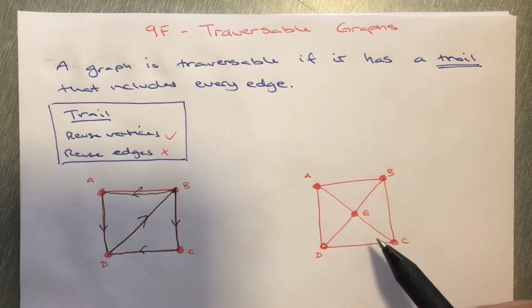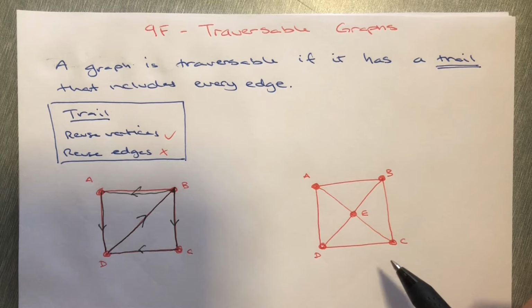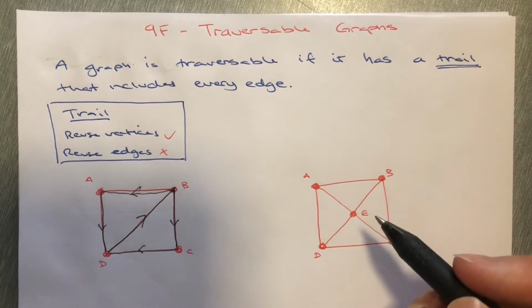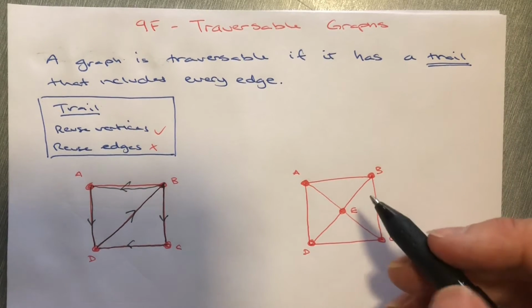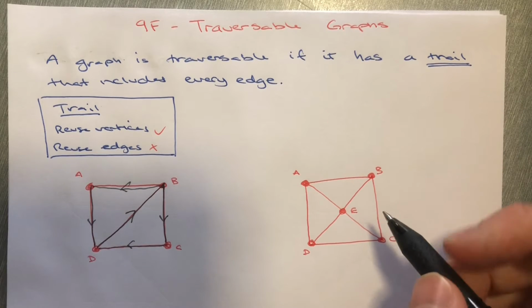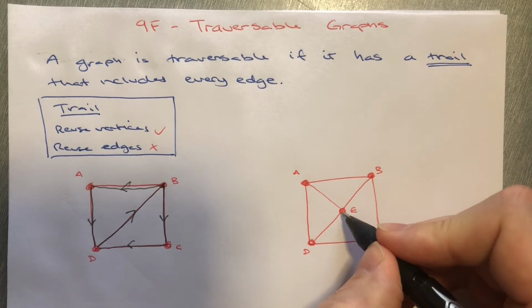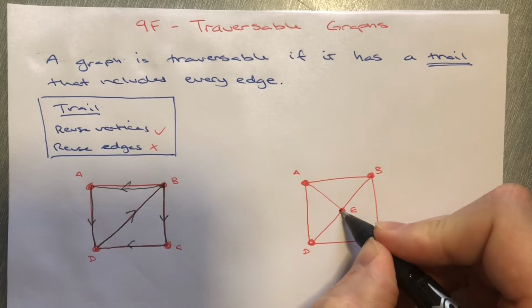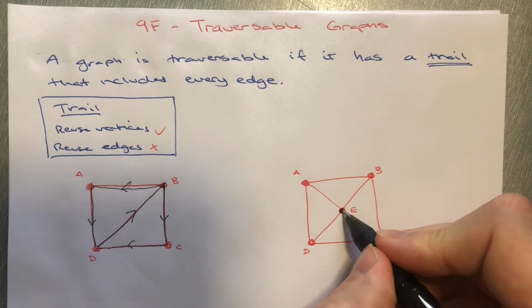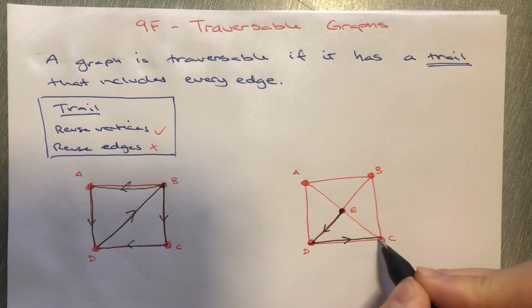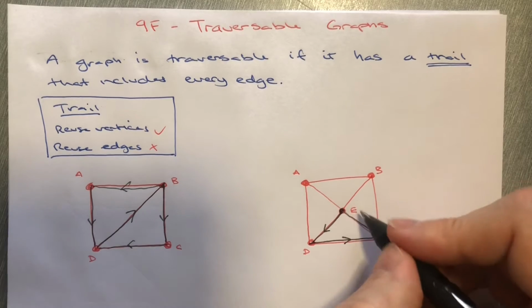Now I want to see if I can do it with this one, and you can find out whether they're traversable or not through trial and error. So I just tested by trying on that one. So I'm going to do the same sort of thing here. But remember, some graphs won't be traversable. So I might just randomly start in the middle here. So I'll start at E. I can go down here, then over here, and maybe back up here.